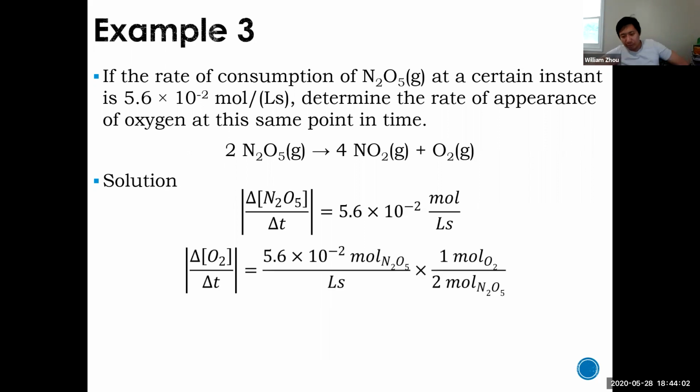But if you want to do this properly, showing all of your steps, you can use stoichiometry, the mole ratio between N2O5 and O2. Okay, for every 1 mole of O2, you have 2 moles of N2O5. So if you multiply by 1 over 2, you cancel out the moles of N2O5. So your final answer should have 1 mole of O2 over liter second. That's your unit. Well, all you have to do is really just divide by 2. So you would have 2.8 times 10 to the negative 2 moles per liter per second.